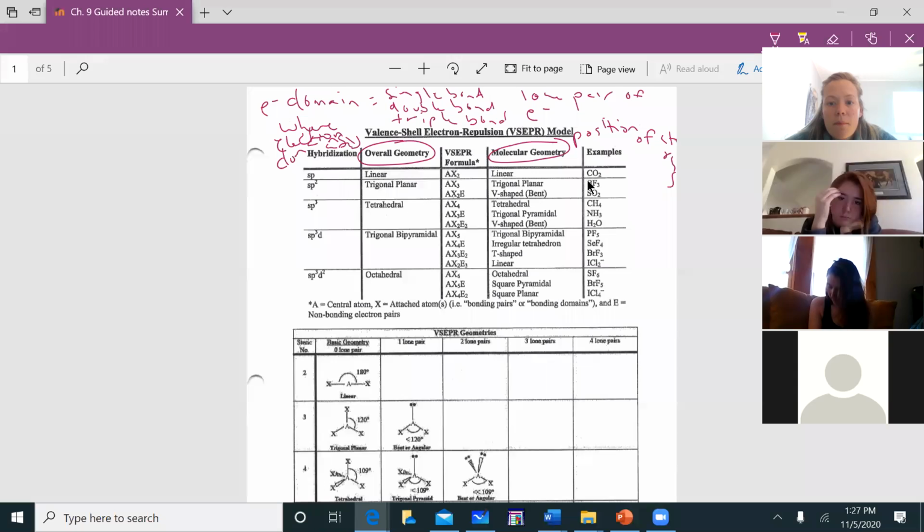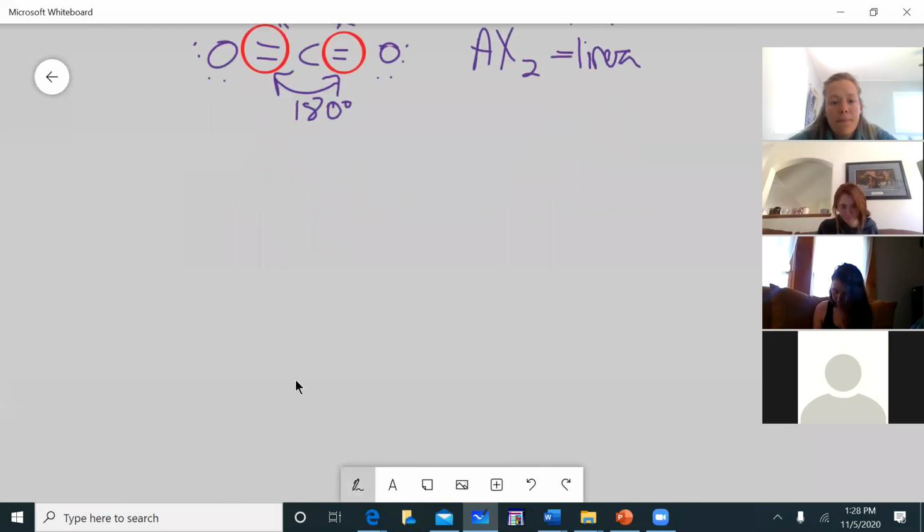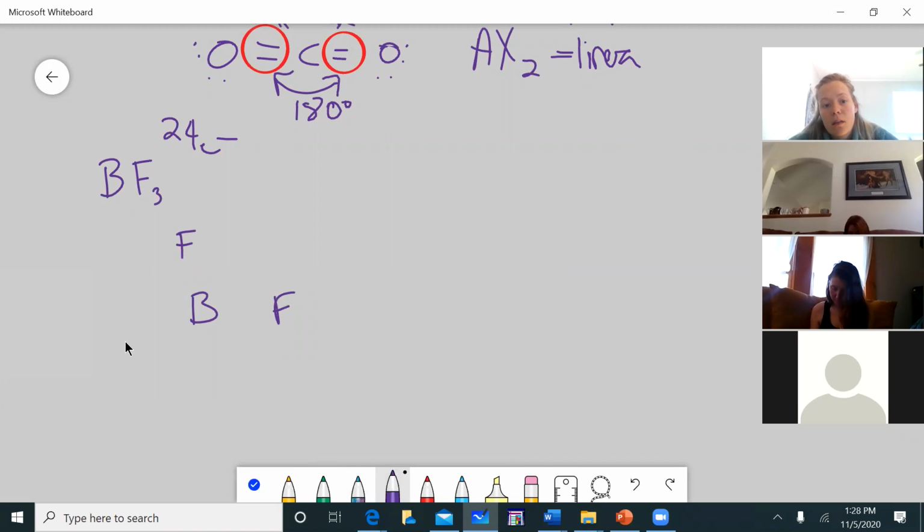So if we do BF4, or sorry, BF3. So this is our linear guy. BF3, I have a total of 24 electrons to play around with. B is going to go in the center, F's on the side. Bond it, and then put my electrons, fill the outer guys and fill the inner guys. Oops, stick it together, sorry.